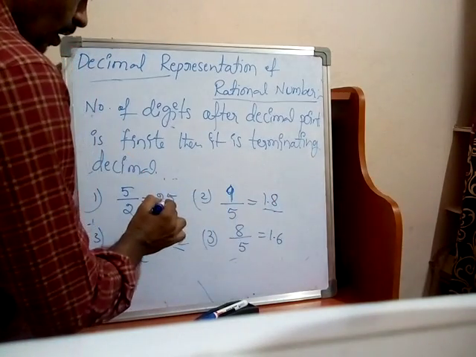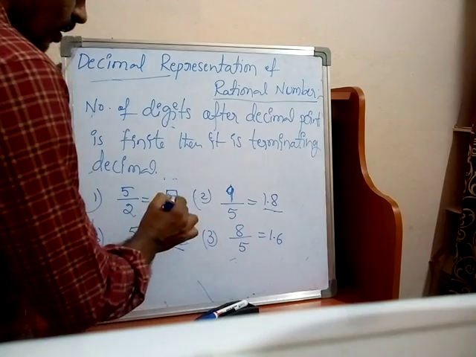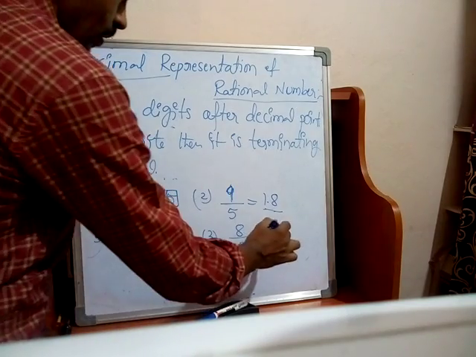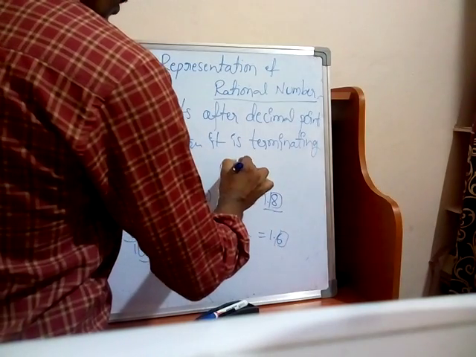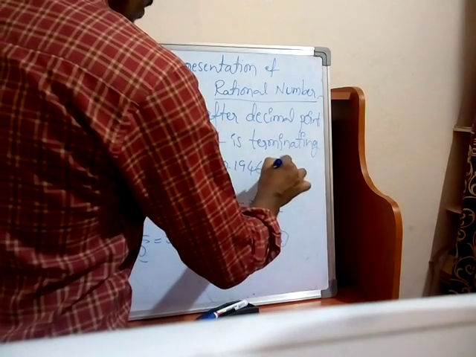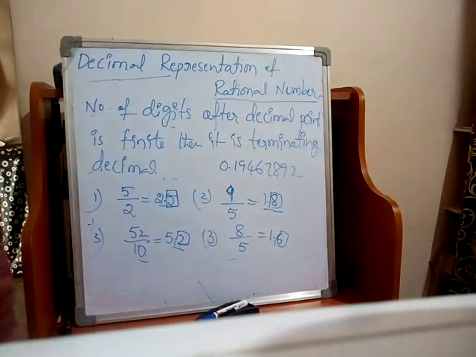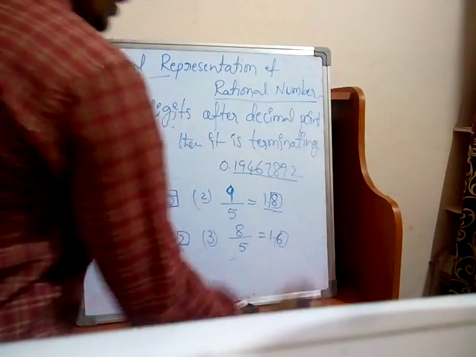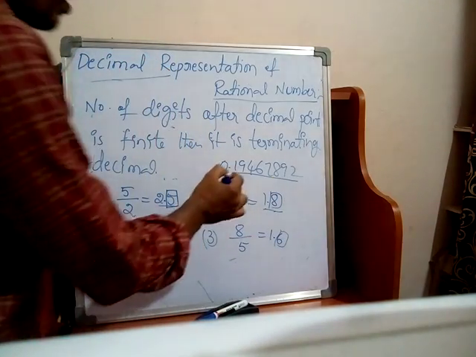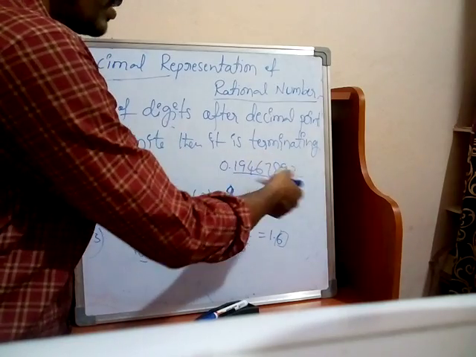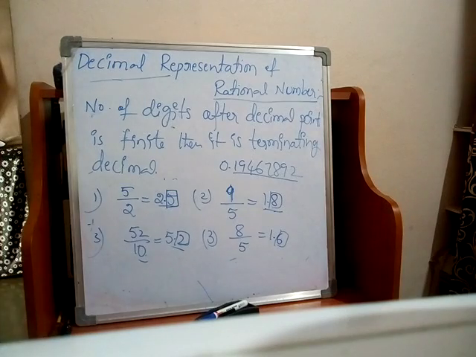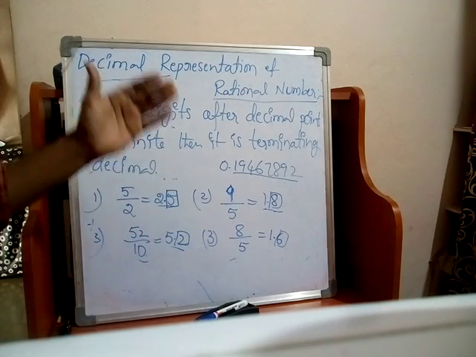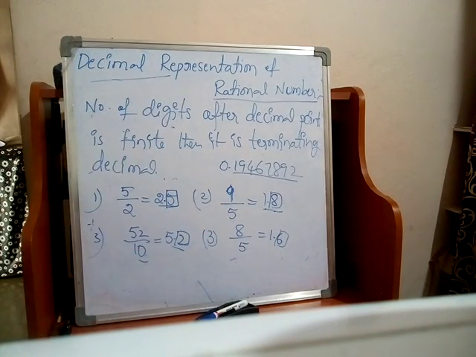Why? Because after the decimal point, how many digits are there? Here 1, here 1, here 1, here 1, like that. If you take 0.19467892, this is also a terminating decimal. Why? Because after the decimal point we can count the digits easily: 3, 6, 7, 8. So it is countable, and that's why it is a terminating decimal.